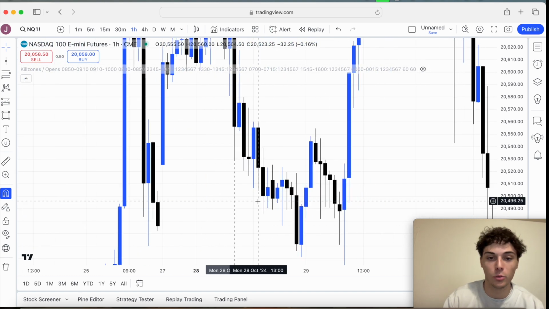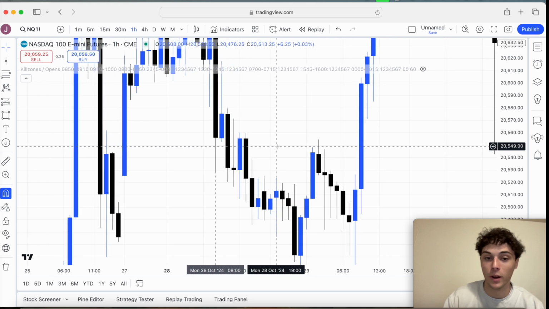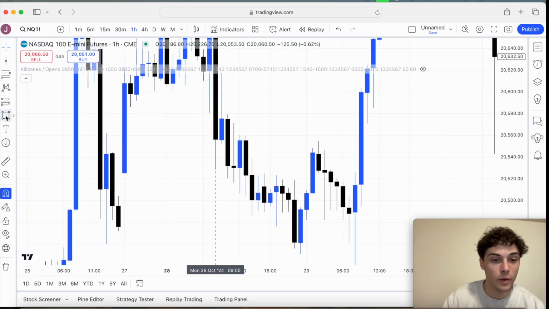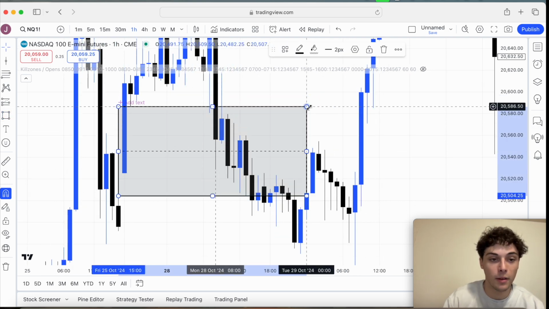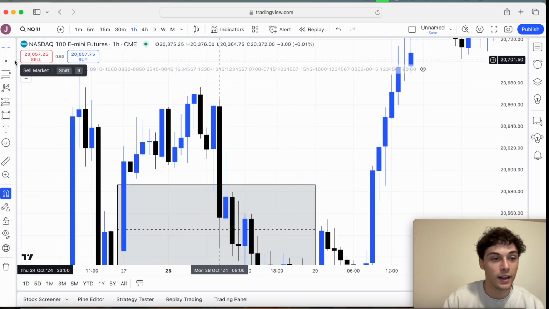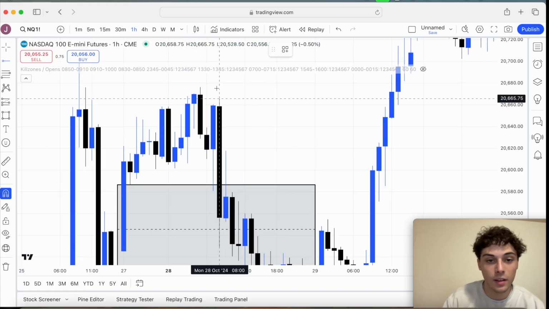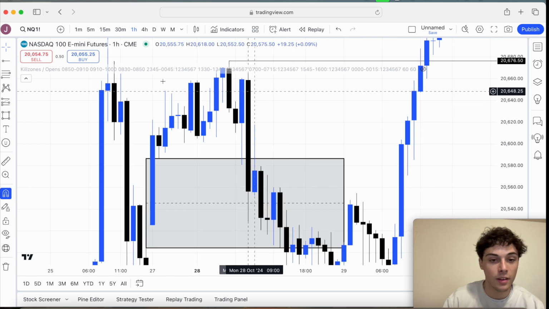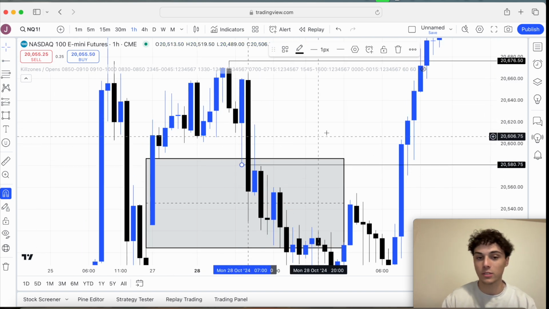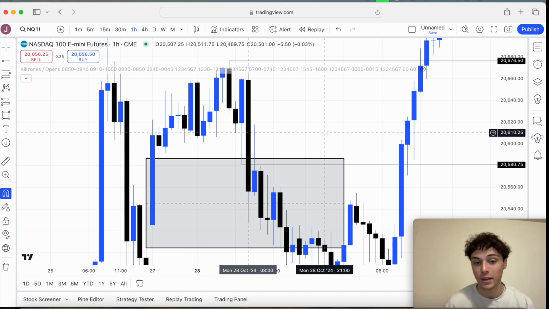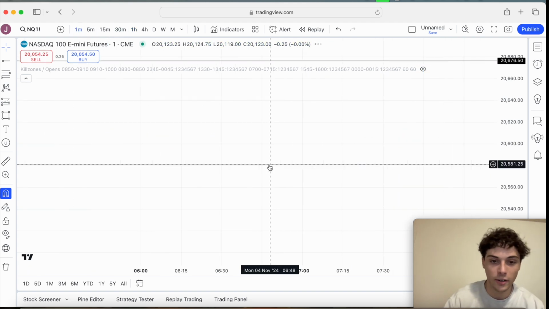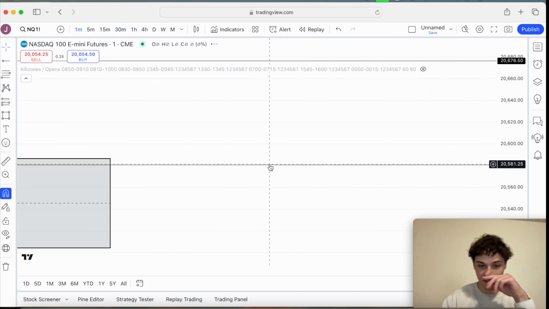So if I'm going over the 28th, what happens? We have this huge fair value gap. And then we have this and this. And what's a fair value gap, by the way? A fair value gap is liquidity. So now you're like, okay, which one's going to get hit?